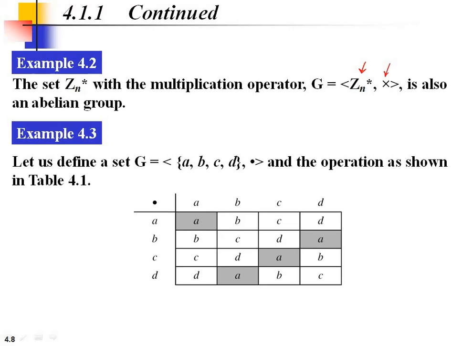And not only sets like Z or Zn star can make a group. In fact, we can also define a group with elements like A, B, C, D. Suppose we have a group with the 4 elements A, B, C and D, and this is the operation dot. This kind of set can also form a group, as shown in this table. As you can see, whenever we perform any operation between 2 elements, the result is within the group itself. That is why the closure property is satisfied.